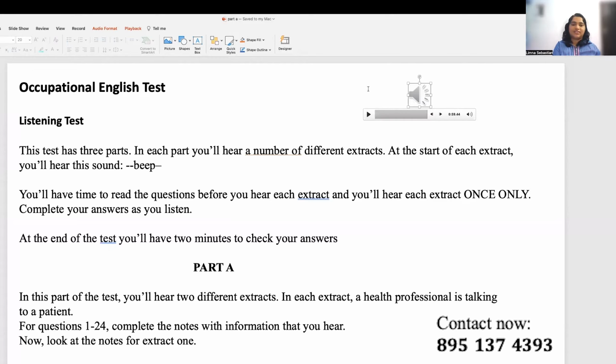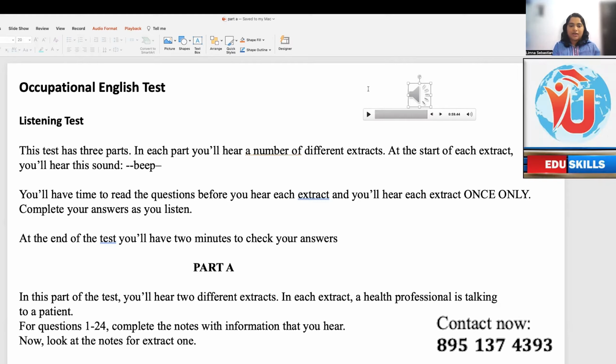The first page in the listening subtest. Here you hear that each extract will be heard once only. We can't go back and listen to the audio again, so more concentration is needed here. You will also get 2 minutes at the end of the test, and at that time you can check the answers. They are explaining what is in Part A. There are 2 different extracts, and a health professional is talking to a patient. For questions 1 to 24, we should complete the notes with what we hear.